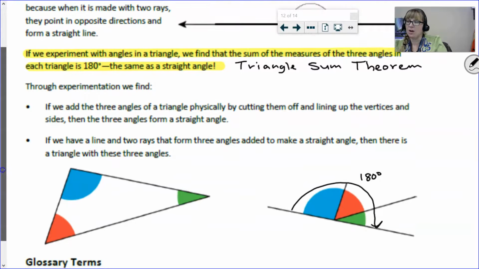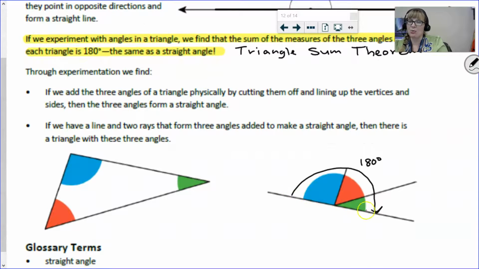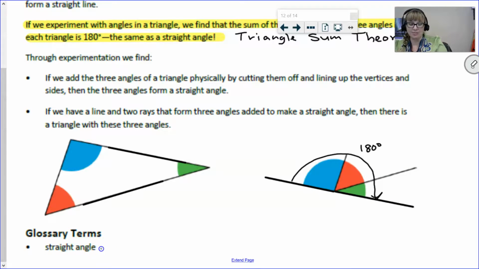We also saw the converse. If we have a line and two rays, so in other words, we have our straight angle, there it is. We can split it up to form three different angles. And then those three angles can be used to make a triangle. Again, we have blue plus red plus green is 180. So we can see blue, green, and red all add up to be 180. Yes, we might have to extend some side lengths in order to actually form the triangle, but we can form a triangle with those angles. Adding to our glossary term is straight angle. I also would like you to include triangle sum theorem. That is the name of this theorem.